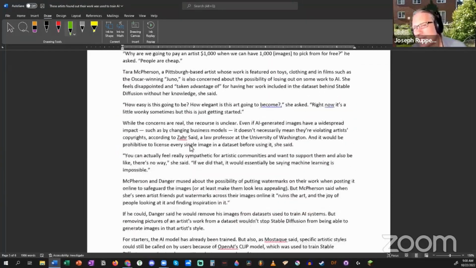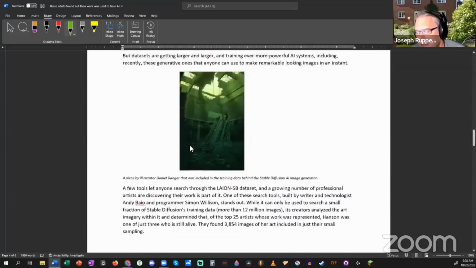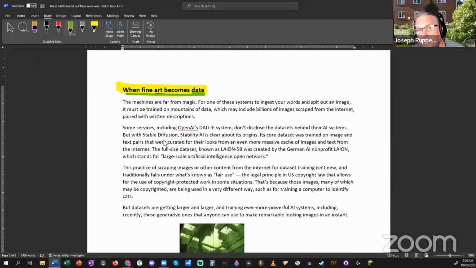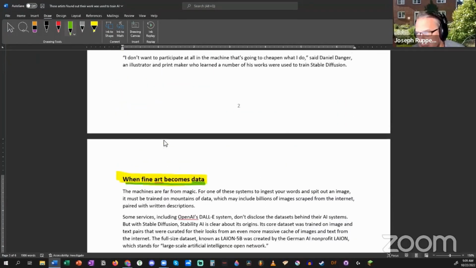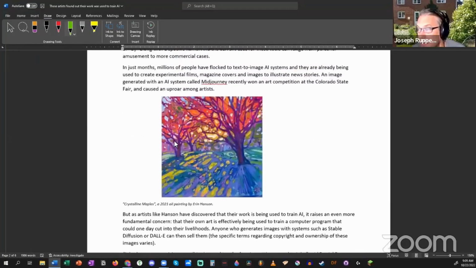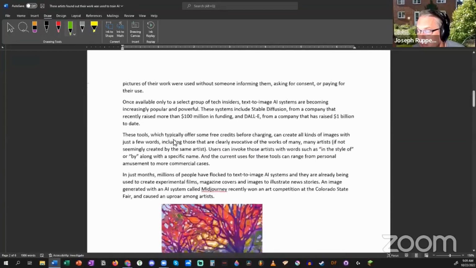What I don't want to see is 6 pages of just artists complaining. I'd like some analysis. I'd like to see if we can take this conversation beyond just the art and maybe talk about people's data in general, maybe.